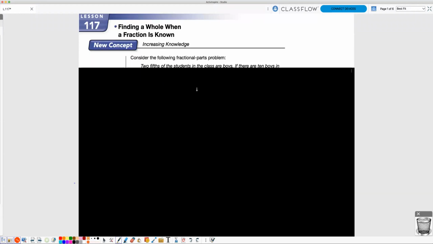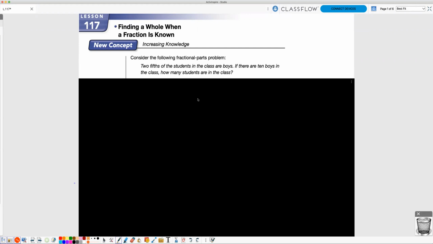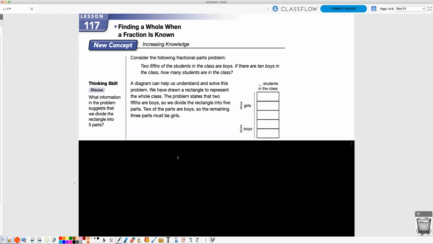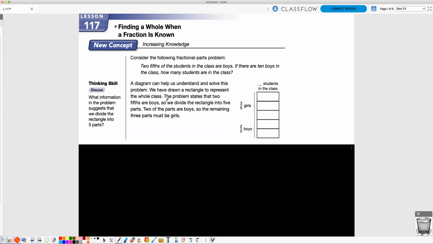Let's consider the following fractional parts problem. 2/5 of the students in the class are boys. If there are 10 boys in the class, how many students are in the class? A diagram can help us understand and solve this problem.